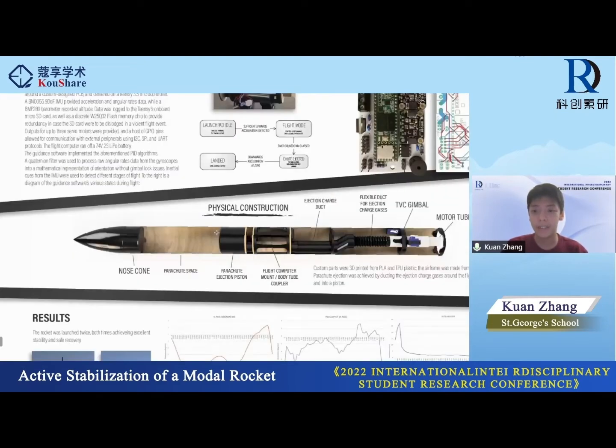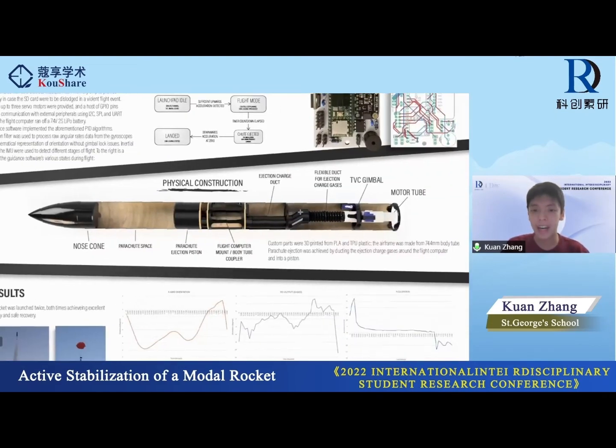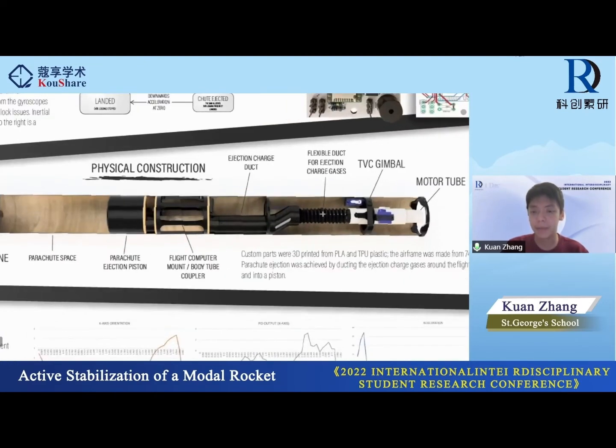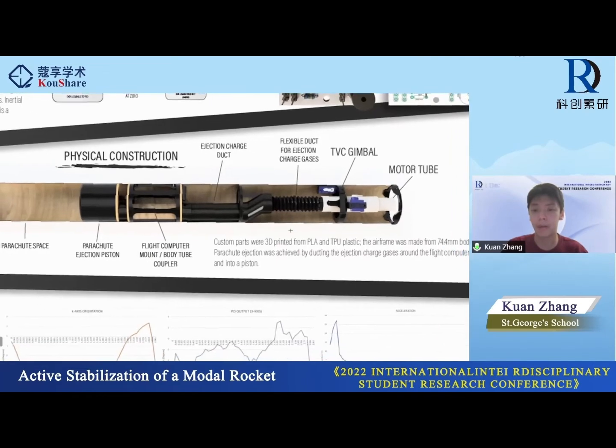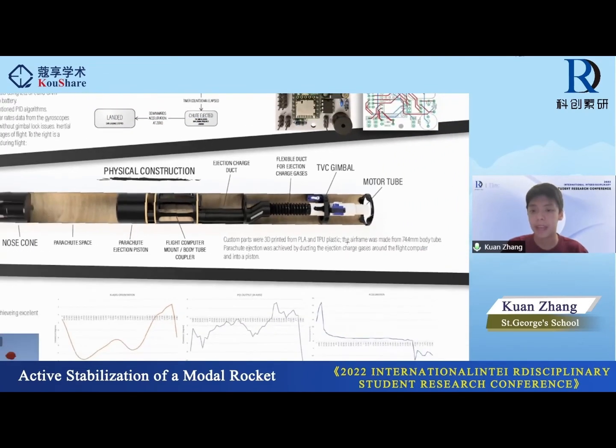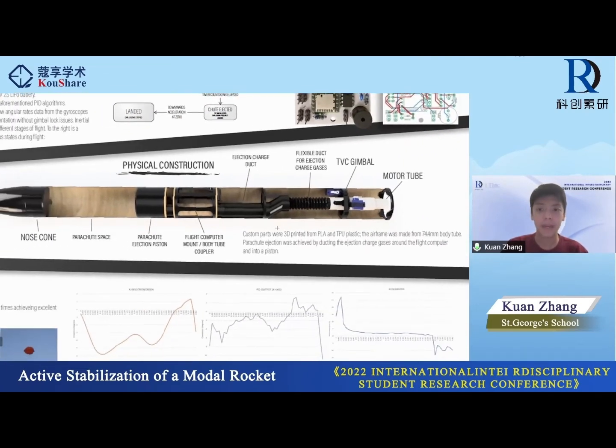Now, moving on to the physical construction of the rocket. All of these custom parts were 3D printed from PLA plastic. This flexible duct here was printed from TPU thermoplastic, which is a flexible material. The airframe was made from 74.4 millimeter kraft paper body tube, and parachute ejection was achieved by ducting the gases from the rocket motor's ejection charge, which bursts after a set burn delay. And then the gases would be ducted around the sensitive electronics in the flight computer using this ducting assembly.